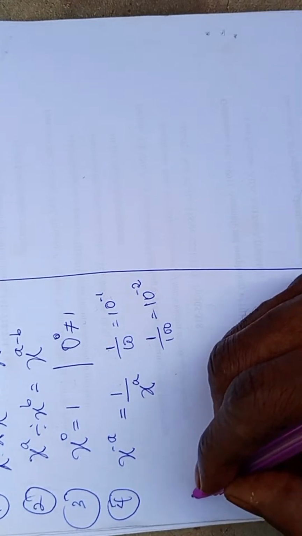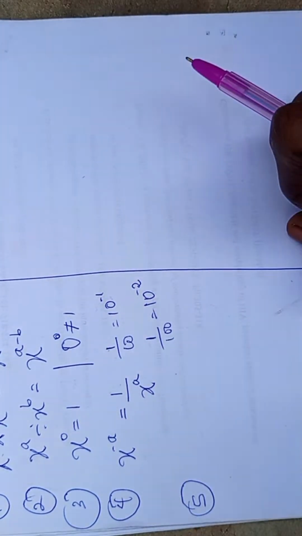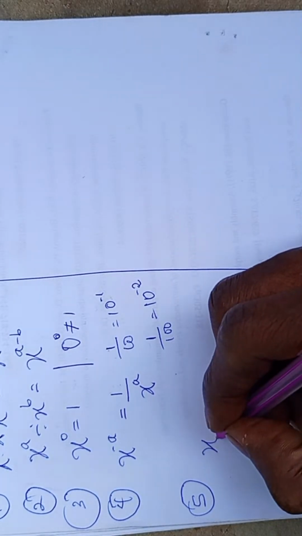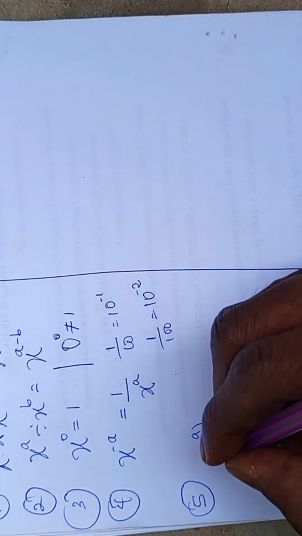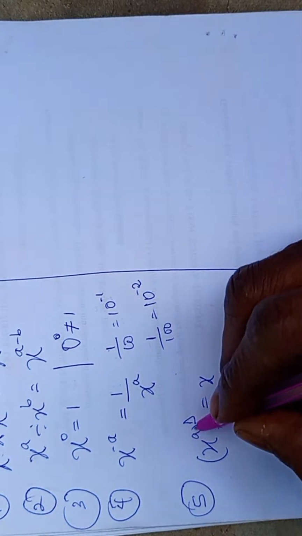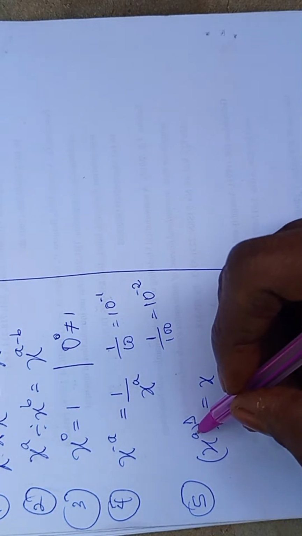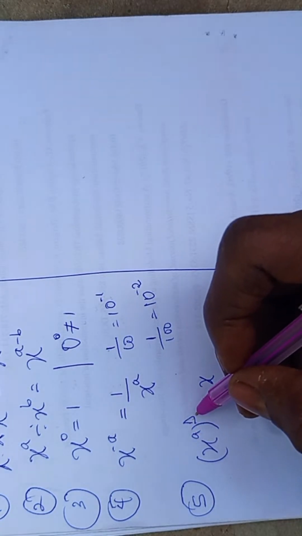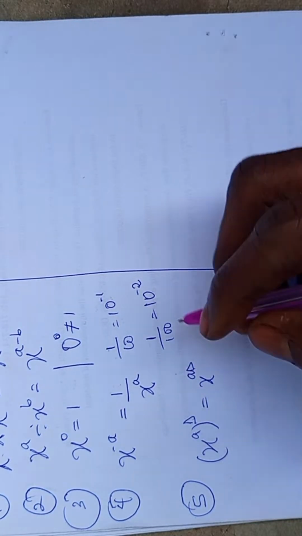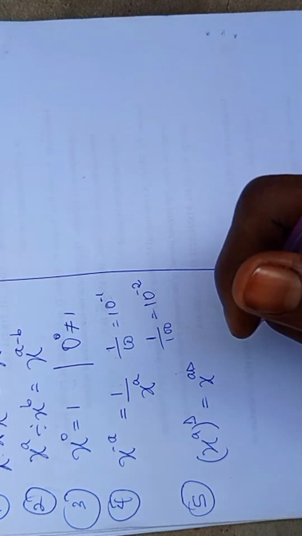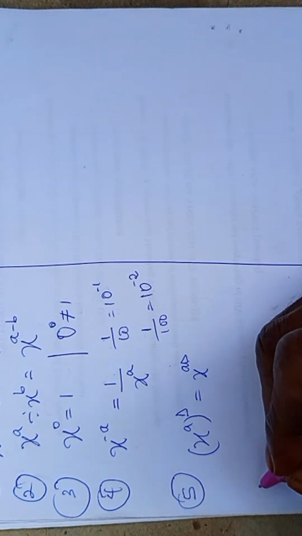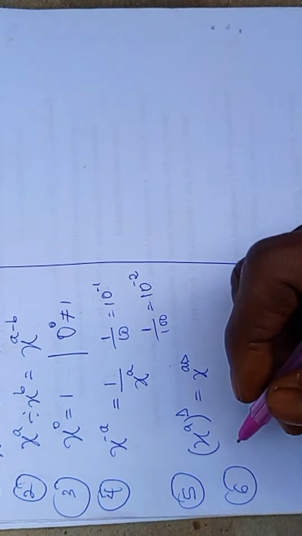So let's go to rule number 5 of the laws of indices. Rule number 5 says if I have x raised to the power of a, all raised to the power of d, it equals x to the power of ad. Here we have the inner exponent and the external exponent. They multiply themselves: a times d is ad. Are we together, guys? Are you following? Good.